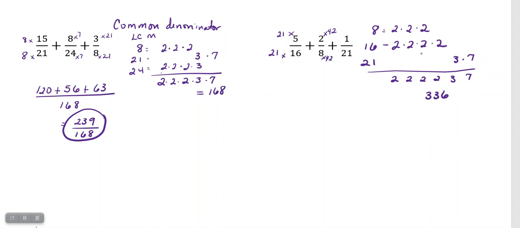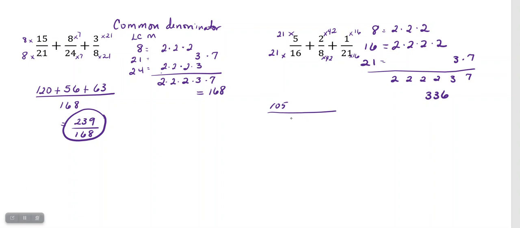And then the 21, I'm missing the 16, so I've got to multiply it by 16. Because the 21 has the 3 and the 7, but it doesn't have the 4 2's. So 5 times 21 is 105.